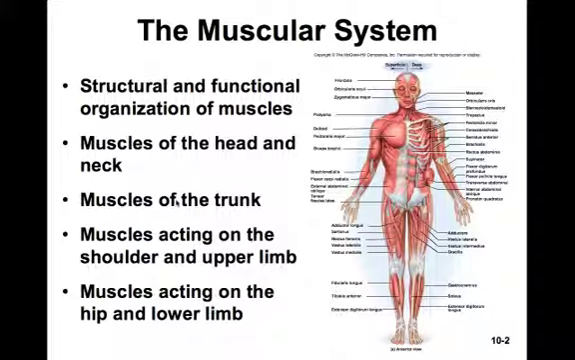So first of all, we'll take a look into the structural and functional organization of muscles. We'll look at the muscles of the head and neck, the muscles of the trunk, the muscles that act on the shoulder and upper limb, as well as the muscles acting on the hip and lower limb. Now, I recommend that you start putting together an outline in a similar way as we did for the skeletal system.